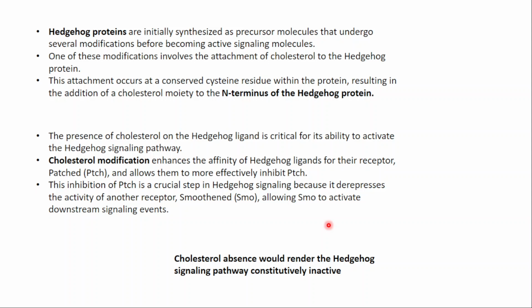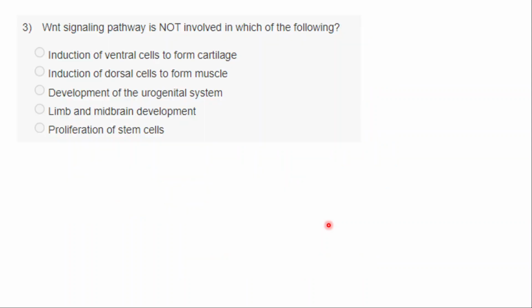Yeah, let's move on to the next question. So our next question is about Wnt signaling. Wnt signaling pathway is not involved in which of the following? Induction of ventral cells to form cartilage, induction of dorsal cells to form muscle, development of urogenital system, limb and midbrain development, proliferation of stem cells.